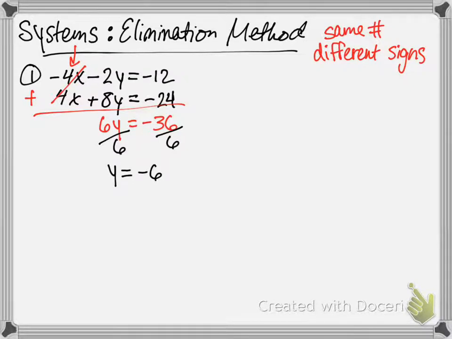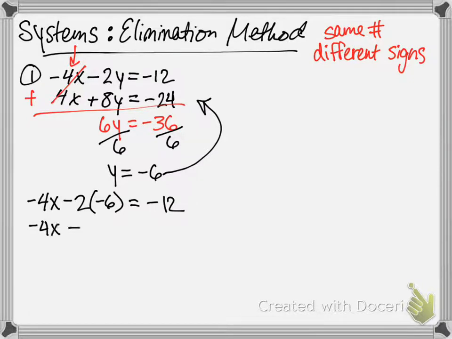Now we need the x value. To get my x value, I'm going to plug in my negative 6 into one of my original two equations. It does not matter which one. I normally pick either the one with smaller numbers or the one with fewer negative signs. So I'm going to pick the top one just because the numbers are a little bit smaller, but you can use either one. I'm going to take my negative 6 and plug it in to the y value.